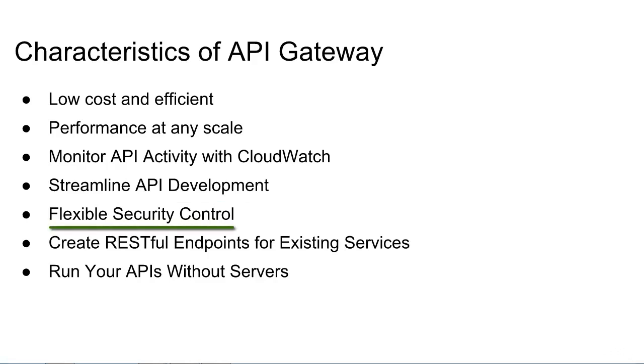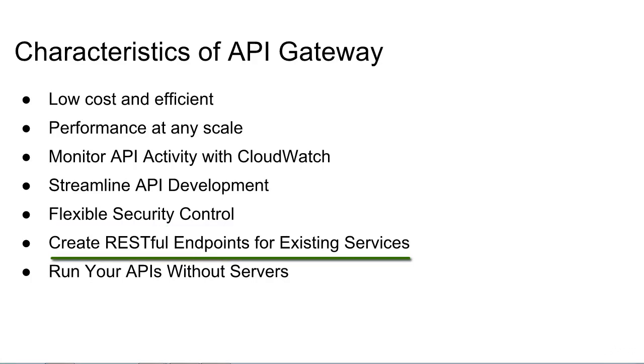And then we have flexible security controls. API Gateway provides you with tools to authorize access to your APIs and control service operation access. You can use AWS administration and security tools such as AWS Identity and Access Management and Amazon Cognito to authorize access to your APIs.